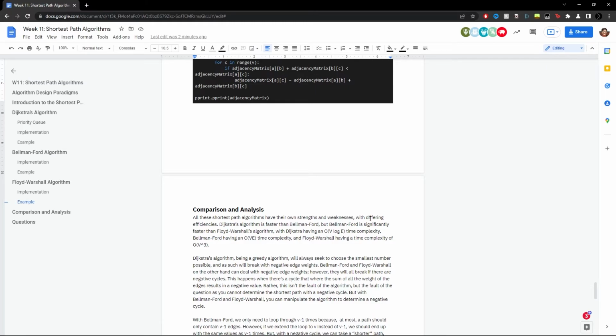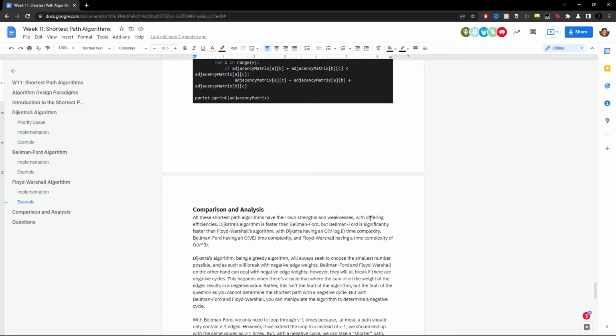Now comparing between all these path algorithms, all of them have their own strengths and weaknesses with differing efficiencies. In terms of Dijkstra's algorithm, it's faster than Bellman-Ford, and Bellman-Ford is faster than Floyd-Warshall. With Dijkstra having an efficiency of V log E time, V meaning the number of vertices and E meaning the number of edges, while Bellman-Ford has an efficiency of VE, and Floyd-Warshall has a time complexity of V cubed.